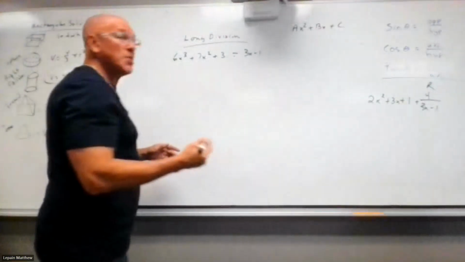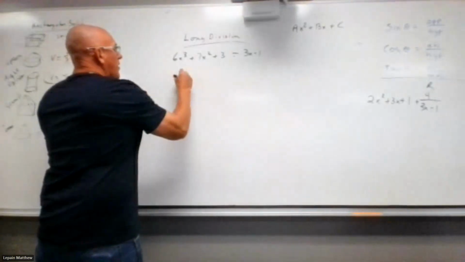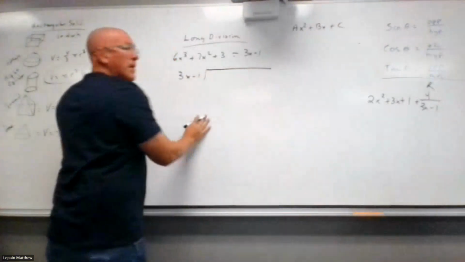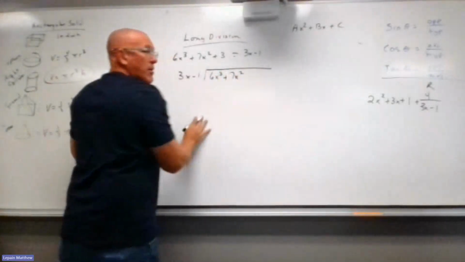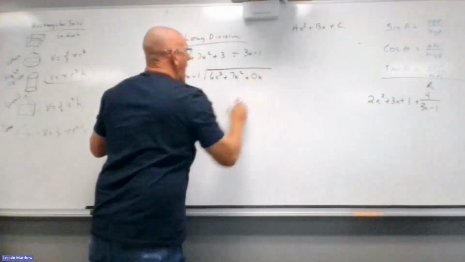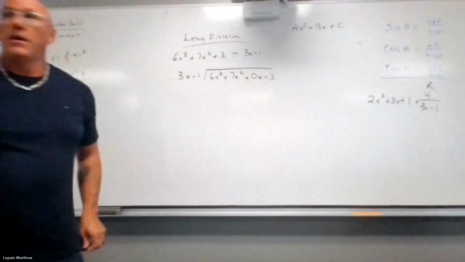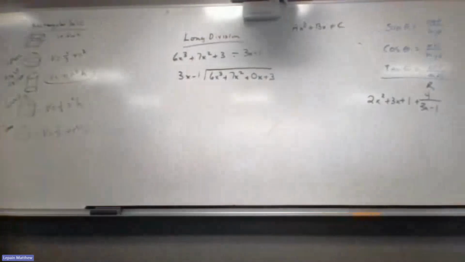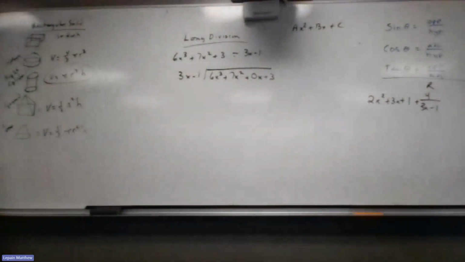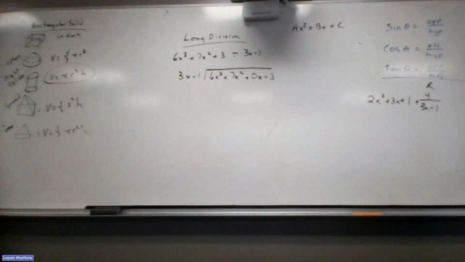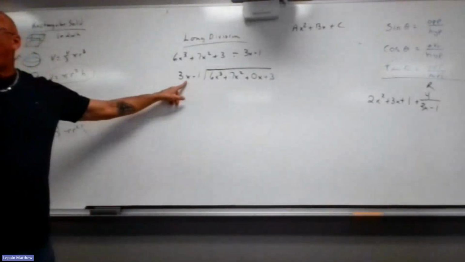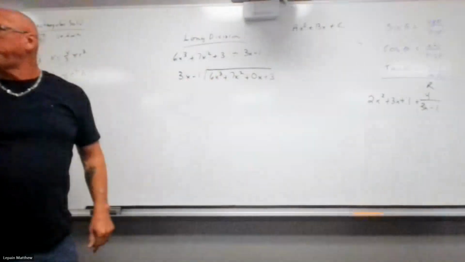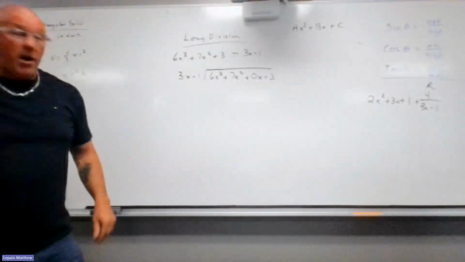All right. So the way I'm going to write this is this: 3x minus 1 comes on the outside. I get 6x cubed plus 7x squared plus 0x plus 3. I've got to create that space. So if you're ever missing one of those exponents, make sure you put a 0 in there for it, because that keeps you all lined up. All right? Same question now. What do I multiply 3x by to get 6x cubed? 2x squared.